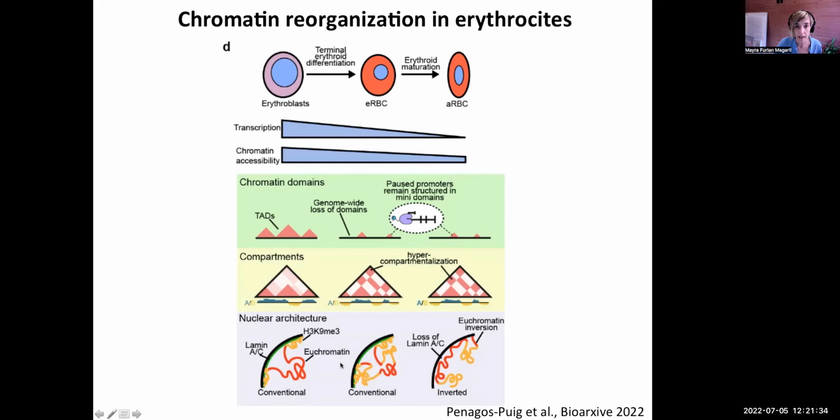And finally, we could see that these accessible regions are now located towards the nuclear exterior, presenting an inverted chromatin architecture, so that these mini domains, these poised promoters, are presumably located towards the nuclear exterior, and this is also due to the loss of lamin A/C in these cells.